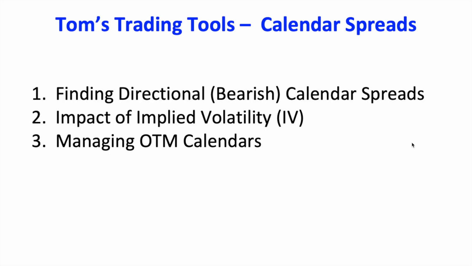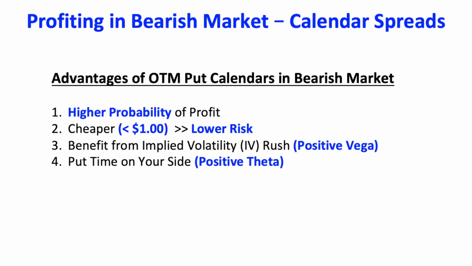So what we're going to do in this video is we're going to do 3 things. We're going to look for bearish candidates using out-of-the-money calendar spreads. I'm going to talk about the impact of implied volatility. And then lastly, I want to talk to you about how to manage out-of-the-money put calendar spreads. Let's talk about profiting in the bearish market using calendar spreads. And the type of calendar spread we're talking about is an out-of-the-money put calendar spread.